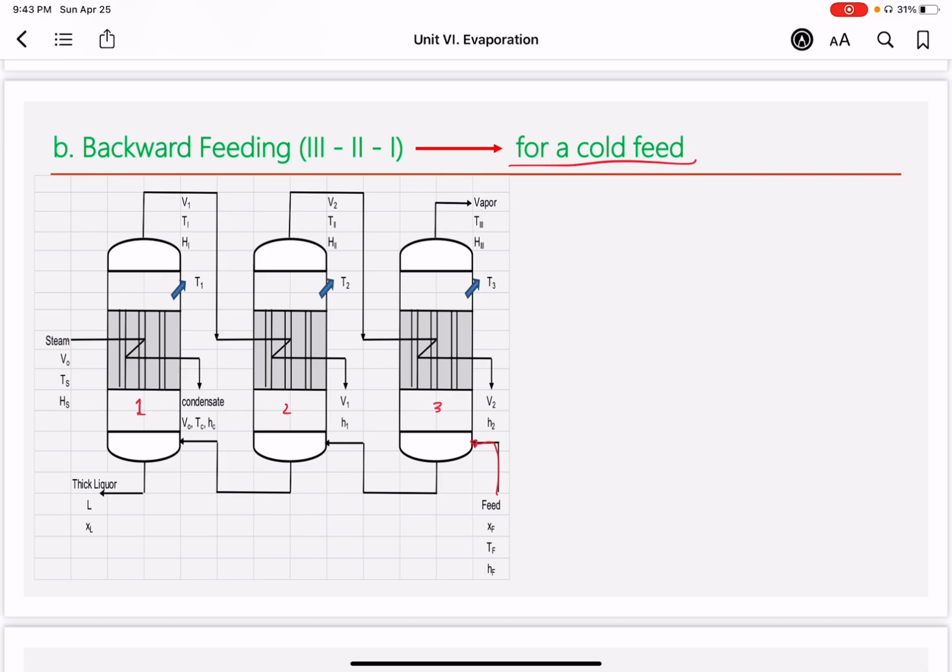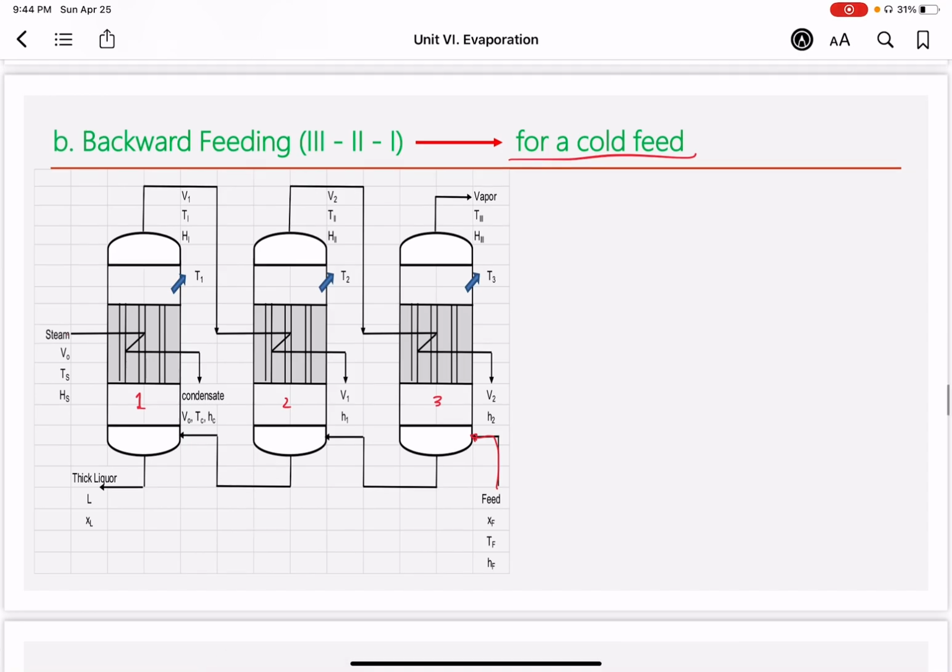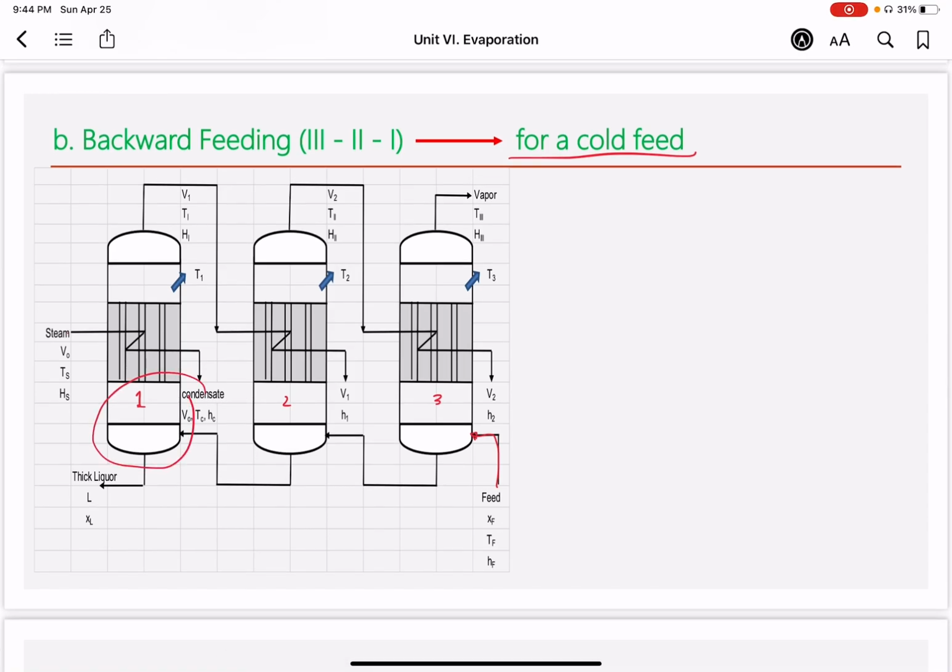But an improved steam economy results. This is because the increase of viscosity is offset by the higher temperature encountered in the last. Yung last na condensate mo, the thick liquor, actually comes in contact with the highest temperature of the steam. Okay, so that's why this is best used for your cold feed.